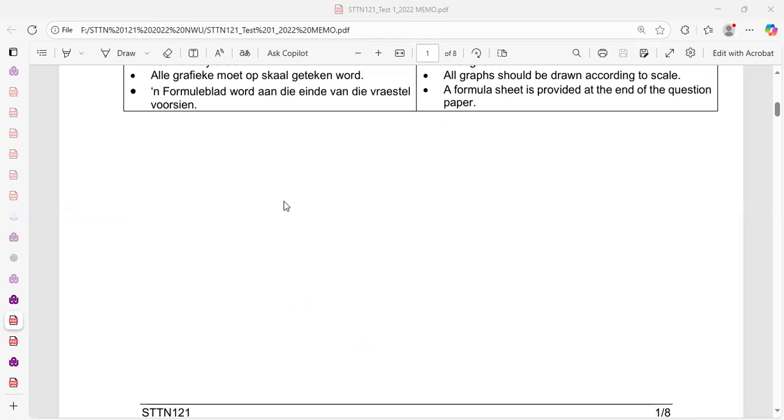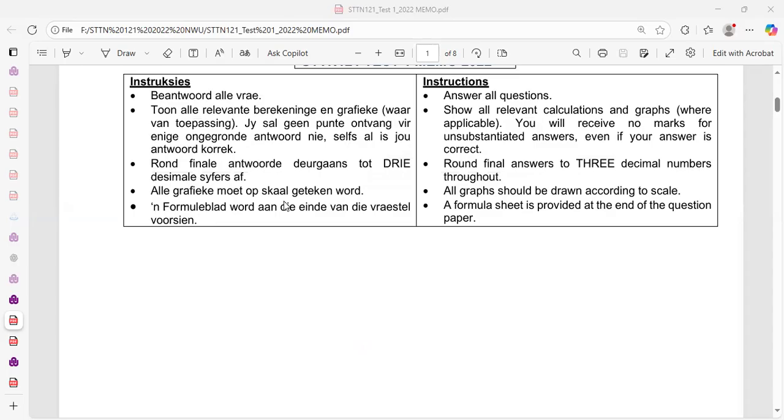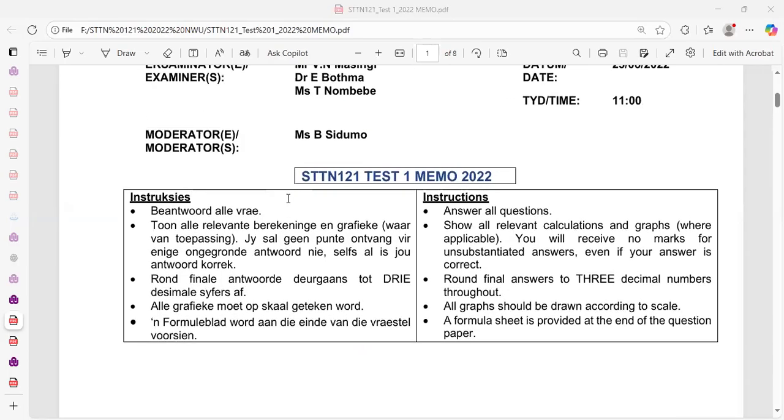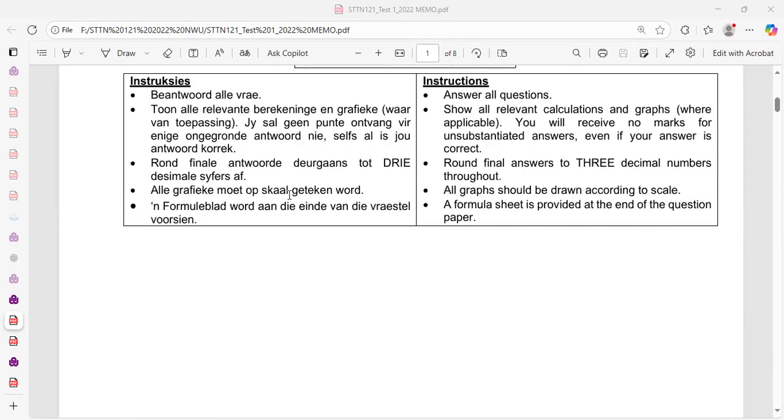Okay, like I said from the previous, I think it was part two and part three, I've mentioned that I only have the question paper plus the memorandum. So I'm going to explain how they got those, the formulas they used, and how they got the answers. Okay, now I have test one 2021. So, the 2022 question paper.